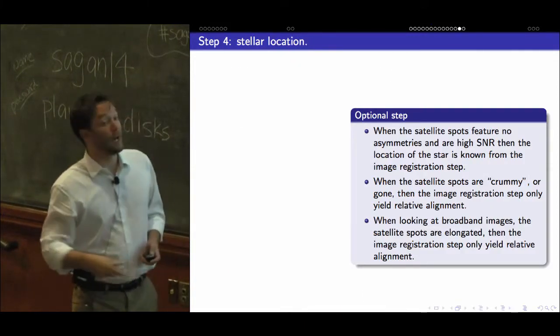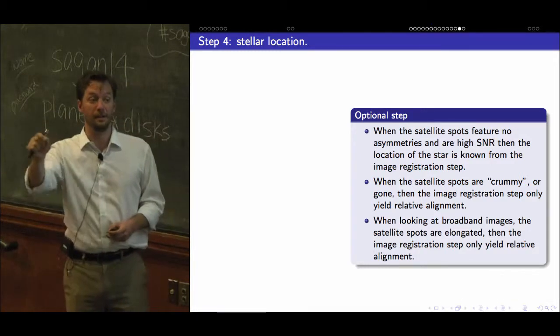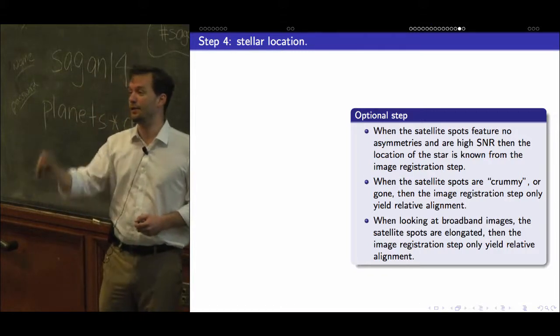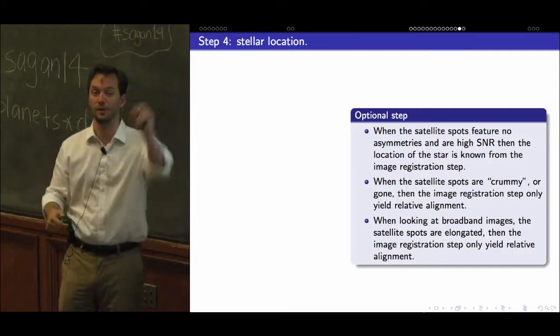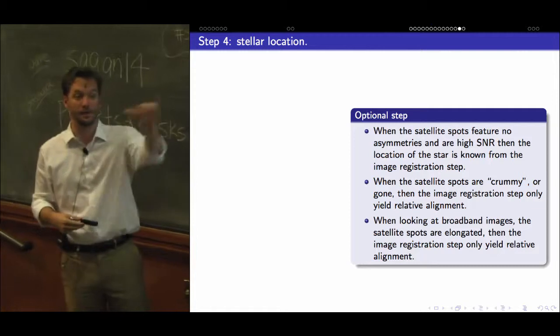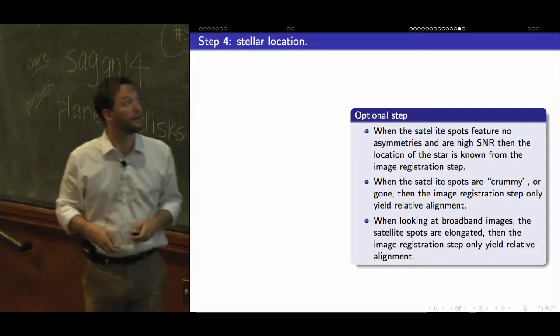Okay. So now you have the location of your planets in pixels in your detector. And if you've done the alignment with very nice satellite spots, you're done. You know where your star is, and you know where your planet is. So you have the relative distance between star and planet, and you can move on to the next step.